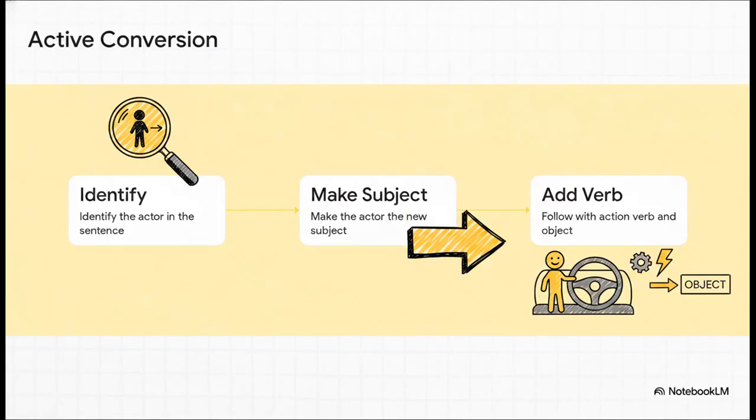To convert a weak, passive, flabby sentence into a highly dynamic active one, you really just need to follow 3 simple steps. First, figure out who is actually doing the action. Second, pull them right to the front and make them the subject. And third, follow that brand new subject immediately with the action verb and the object. You're just putting the doer of the action back where they belong, right in the driver's seat.